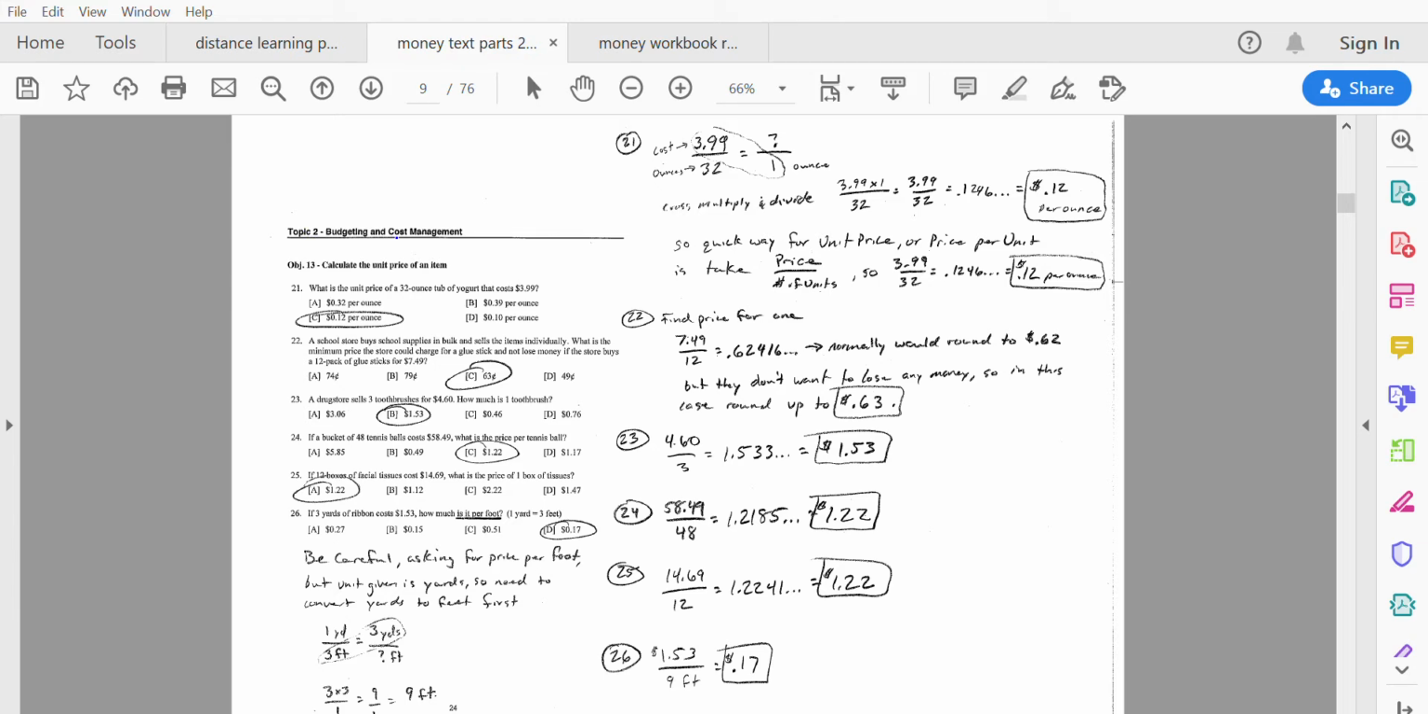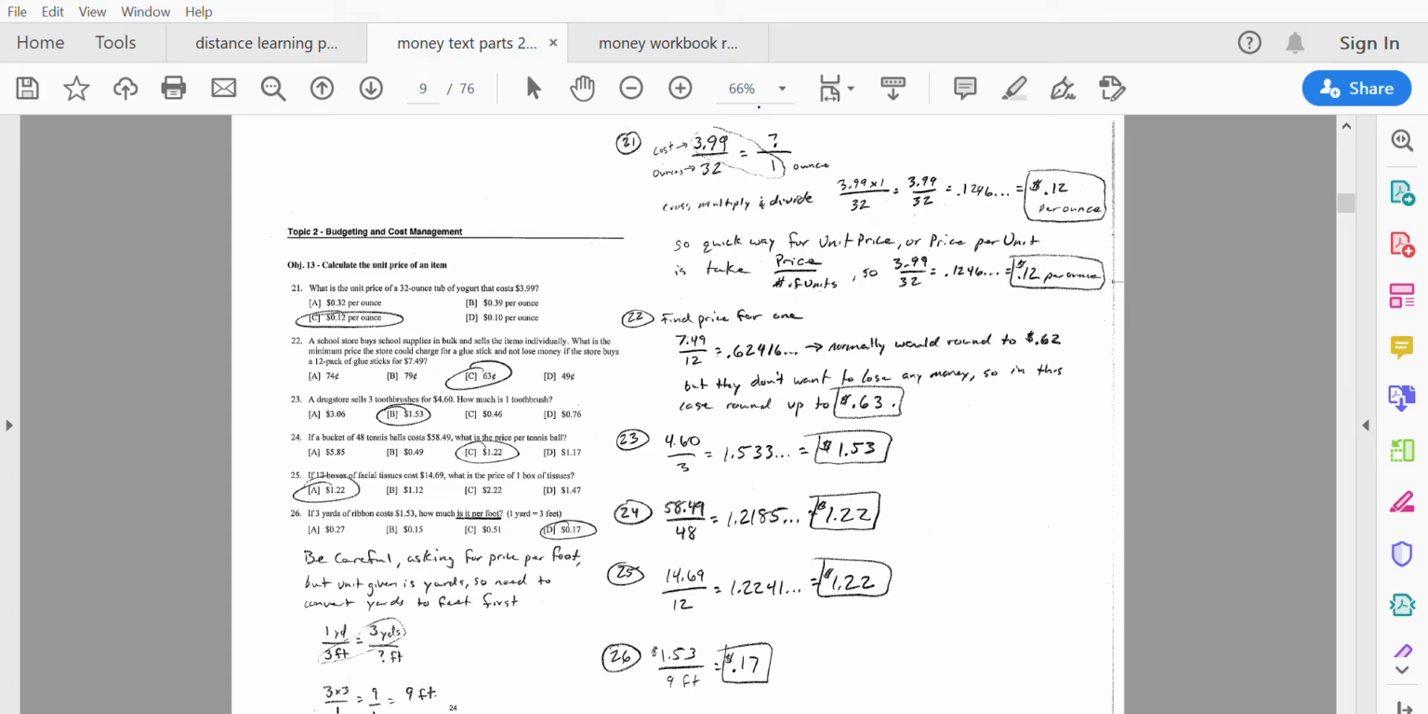It says, what is the unit price of a 32-ounce tub of yogurt that costs $3.99? So what I did first here is kind of use proportions to solve this, which we have done this year. I put cost over ounces, so I did $3.99 for 32 ounces. And a unit price means we want to figure out how much it costs for one of whatever we're looking at, in this case, ounces. So we have question mark over 1 ounce.